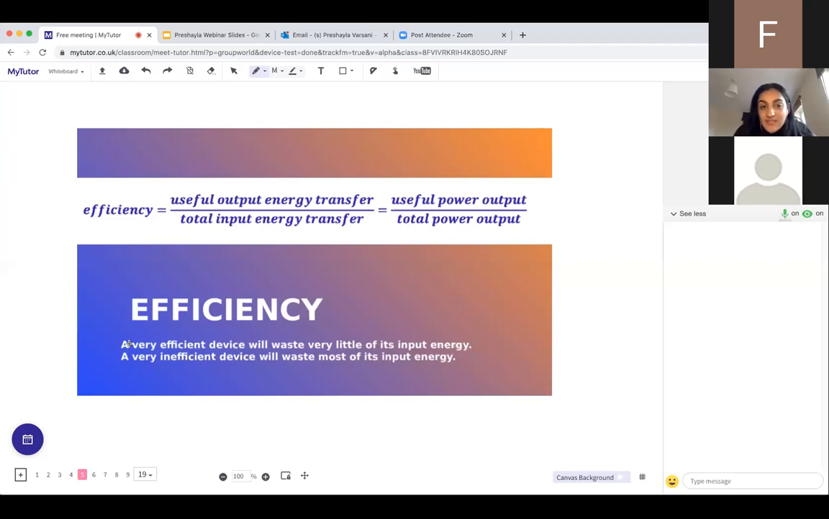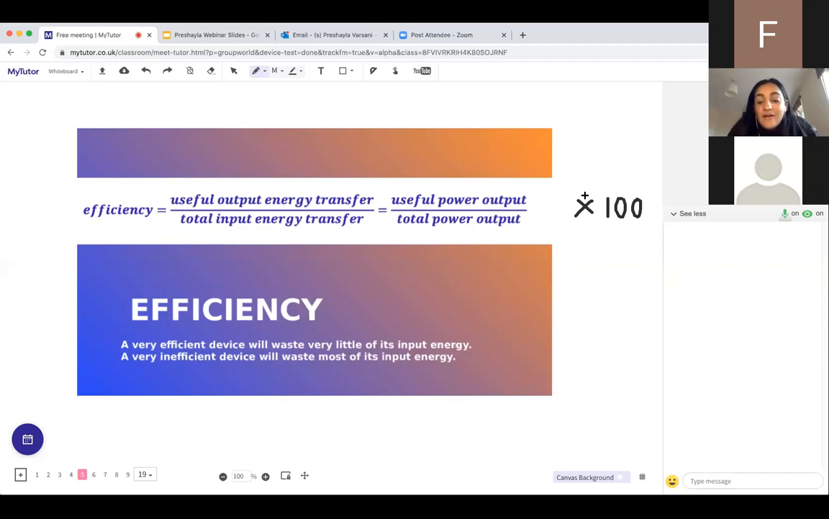It's sometimes given as a decimal, sometimes given as a percentage, never as a fraction. We just don't tend to do that with efficiency. So in an exam, they could ask you to represent it as a decimal or a percentage. Do note that if you are asked to represent it as a percentage, we need to times this by 100. So do remember that if you're showing efficiency as a percentage.